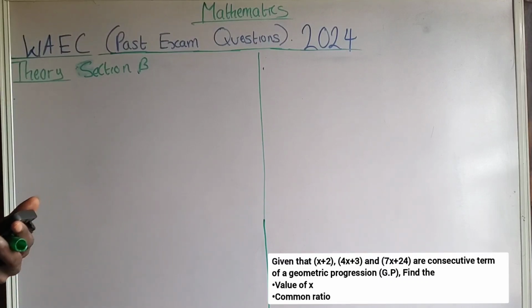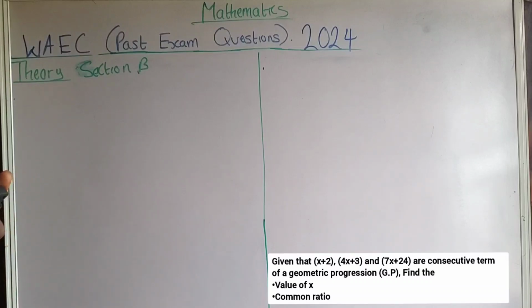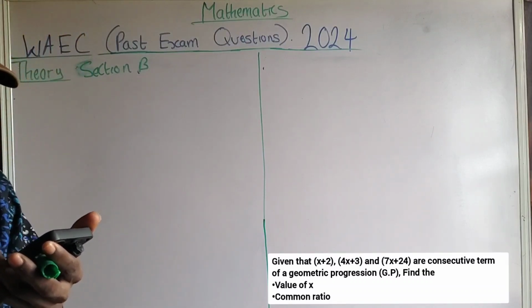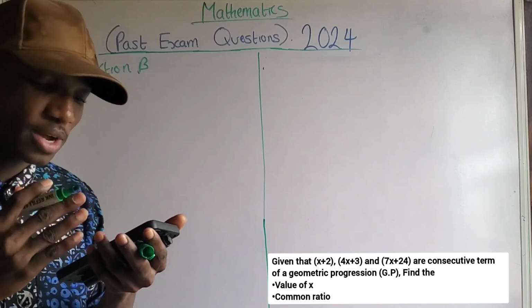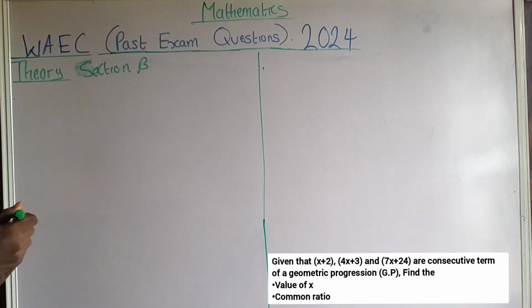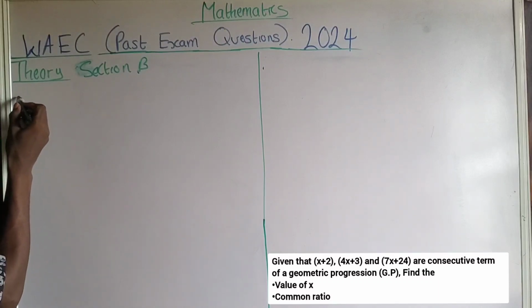Given that x plus 2, 4x plus 3, and 7x plus 24 are consecutive terms of a geometric progression, find the value of x and the common ratio. Let's look at what we are given in the question. We are given x plus 2. That is question 6.